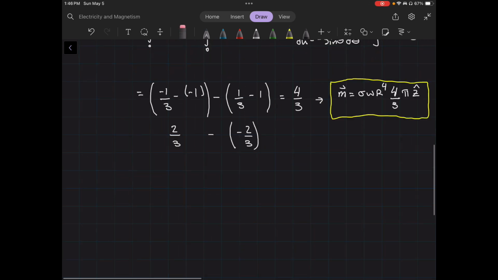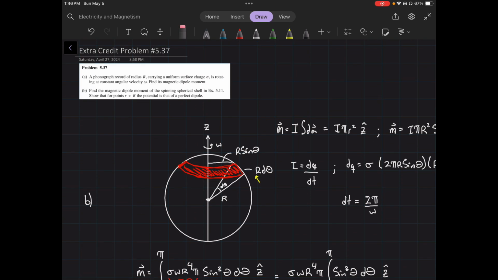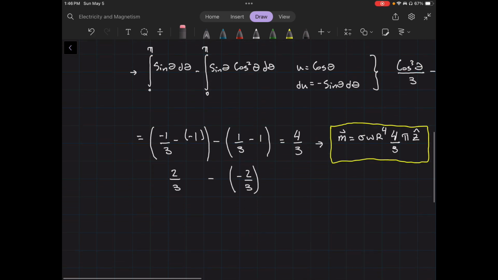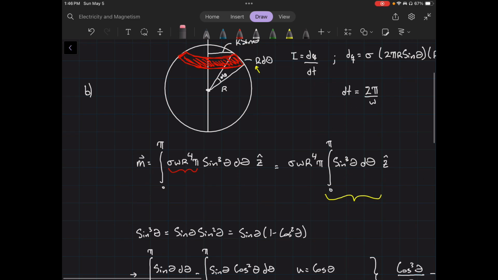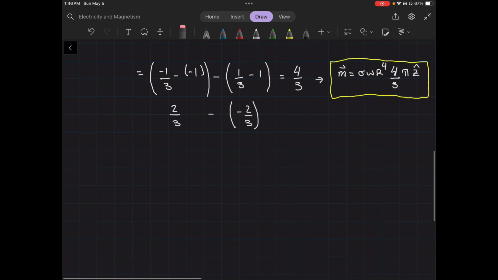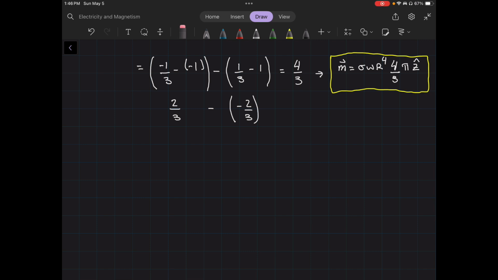So the last part of this question says, show that for points r greater than the radius of the shell, the potential is that of a perfect dipole. First, because this is centered at the origin and pointing in the z direction, we can use the vector potential for a dipole equation, which is A equal to mu naught over 4 pi times magnetic dipole moment times sine theta over r squared in the phi hat direction.